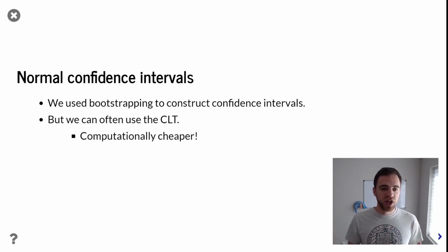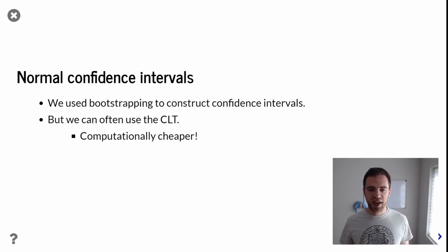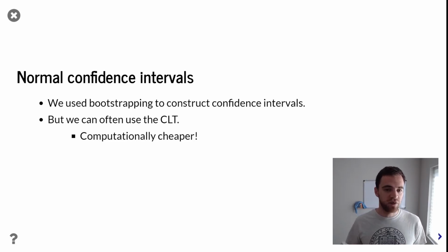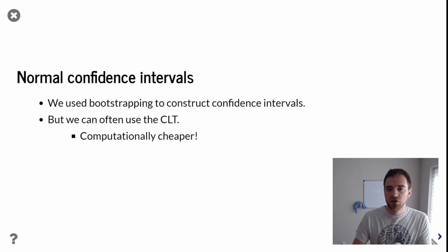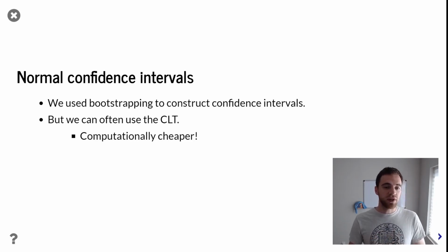So we used the bootstrap, we generated a bunch of different bootstrap samples, calculated the sample means on each, and then saw the distribution of the sample means. And then we used that to construct confidence intervals, intervals which contain 95% of the bootstrapped sample means. But it turns out we can use the CLT, the central limit theorem, when we're interested in the sample mean in particular. And it's computationally cheaper. We don't need to go out and get a bunch more random samples.